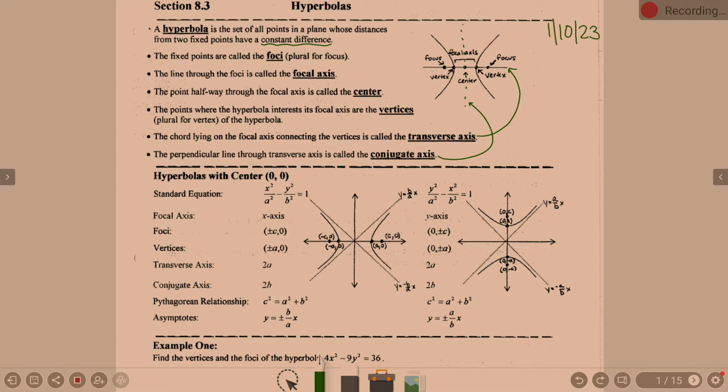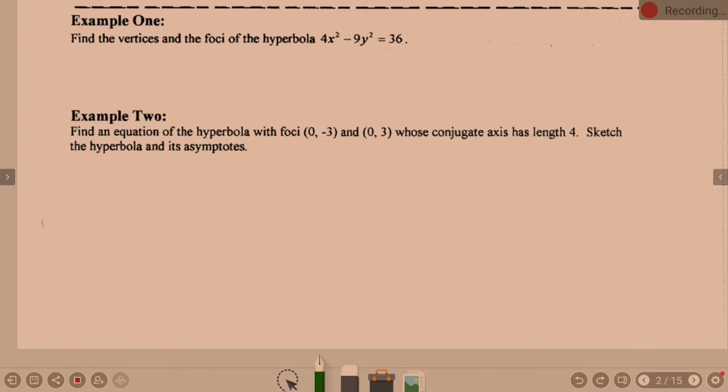Shall we look at example 1? Okay, may as well. Find the vertices and foci of the hyperbola 4x squared minus 9y squared equals 36. Well, this is going to be similar to our first ellipse example from a couple of days ago. In order to find the vertices and foci, we need things like ABCs, right? In order to find ABCs, we need this equation to be in standard form, which it's not.